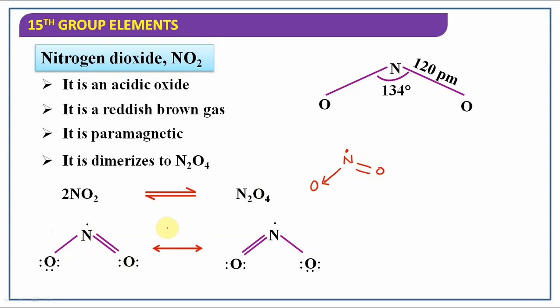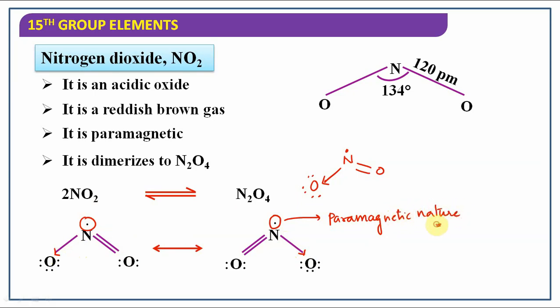Oxygen is carrying 3 lone pairs. I am giving here a dative bond, then it is correct. Similarly, if it is in resonance, then the double bond can be written here and it is a dative bond. This odd electron is responsible for the paramagnetic nature of nitrogen dioxide.